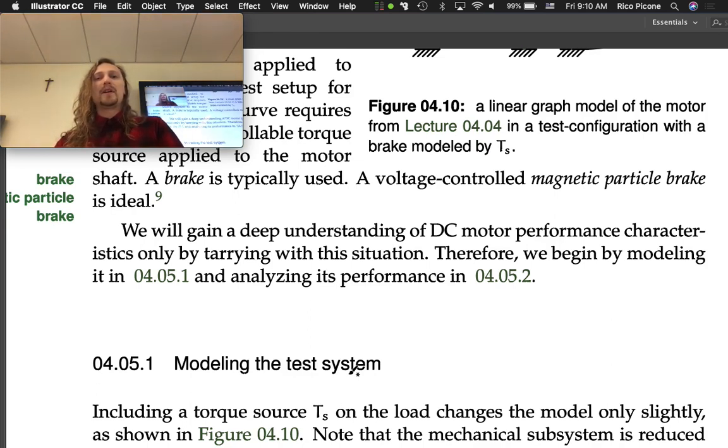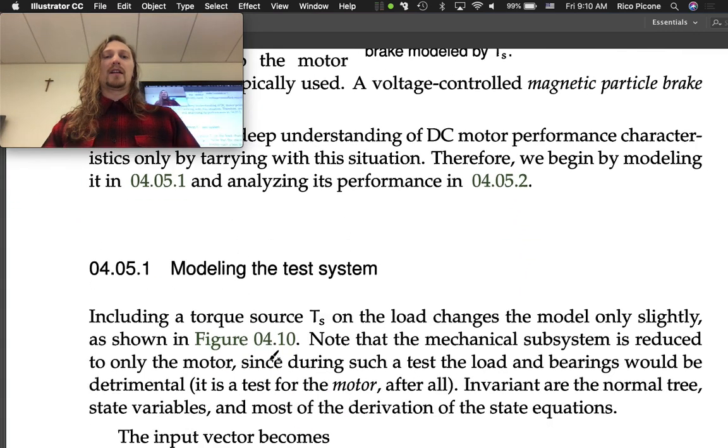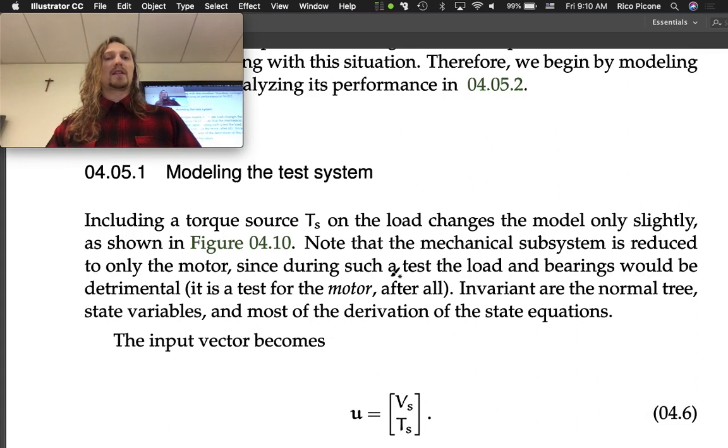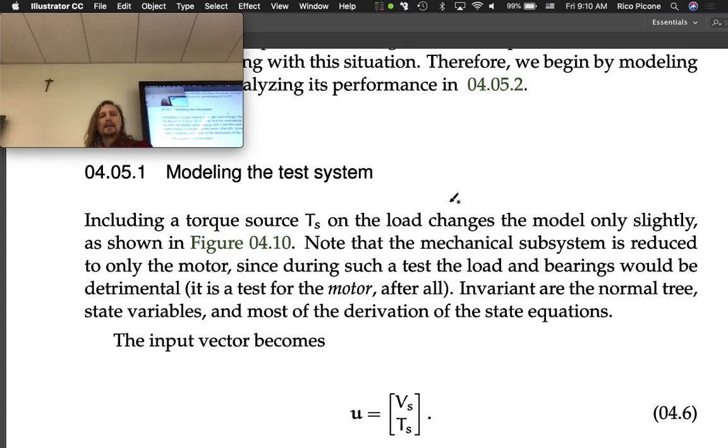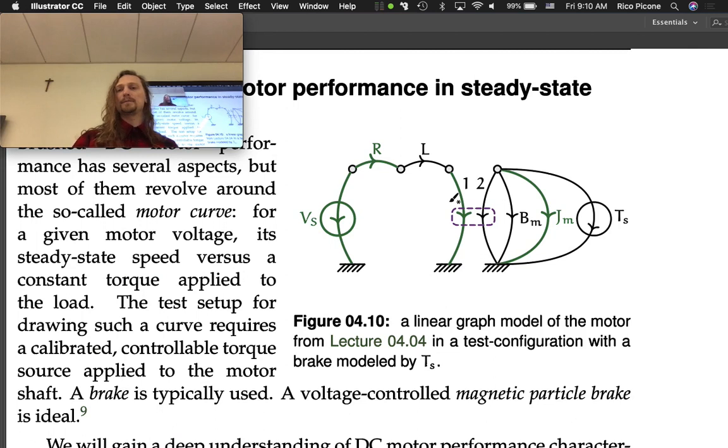We will gain a deep understanding of DC motor performance characteristics only by tarrying with this situation. Therefore, we begin by modeling it in 4.5.1, this next section, and analyzing its performance in the next section. So, modeling the test system. Including a torque source, TS, on the load changes the model from the last couple of lectures only slightly, as shown in figure 4.10. So the electrical side is the same.